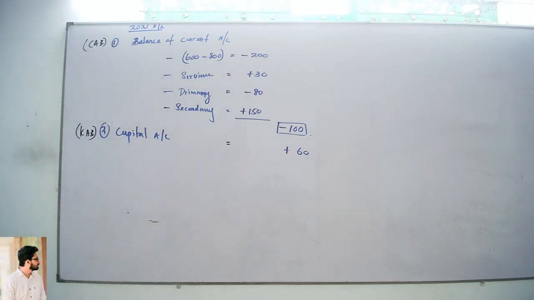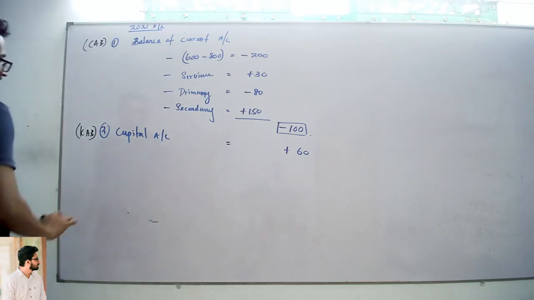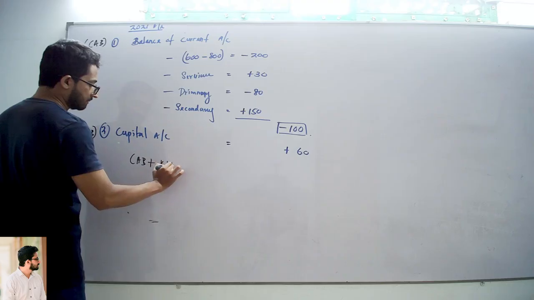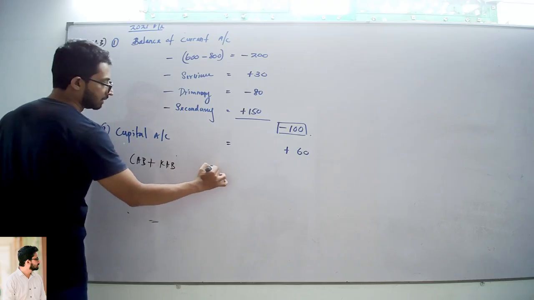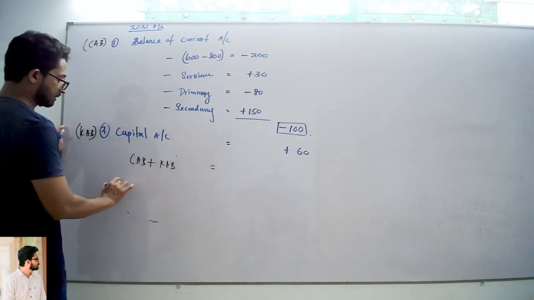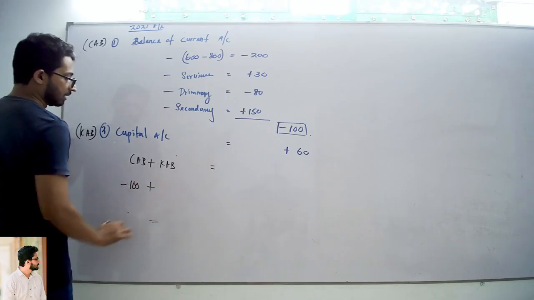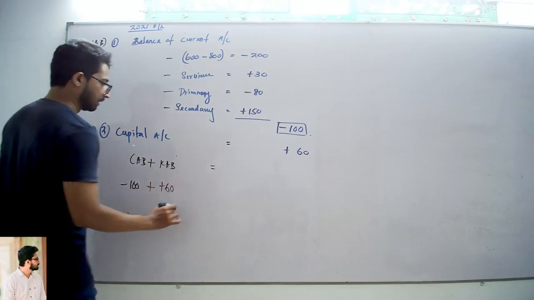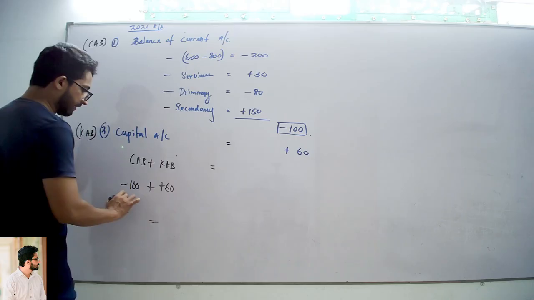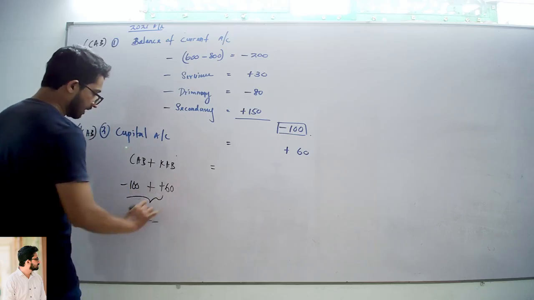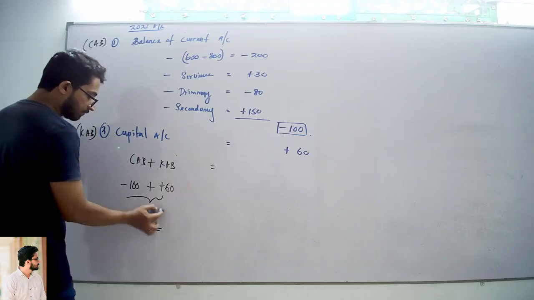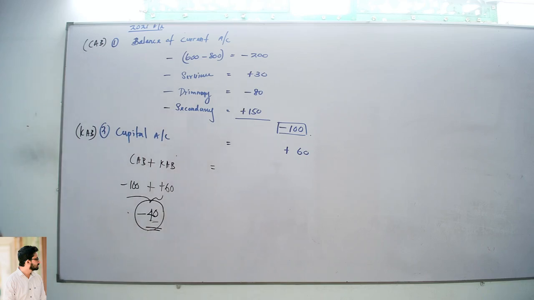Okay, lamai, then add them together. CAB plus KAB, lamai. Can you tell me the value? Current account balance minus 100. Capital account balance, how much? Plus 60. Then how much is the net value? Minus 40, lamai. This is the balance of current and capital.